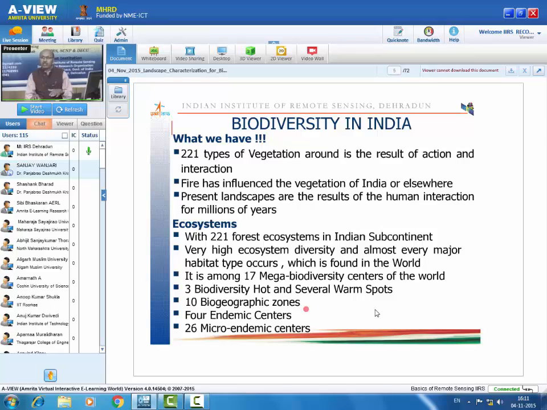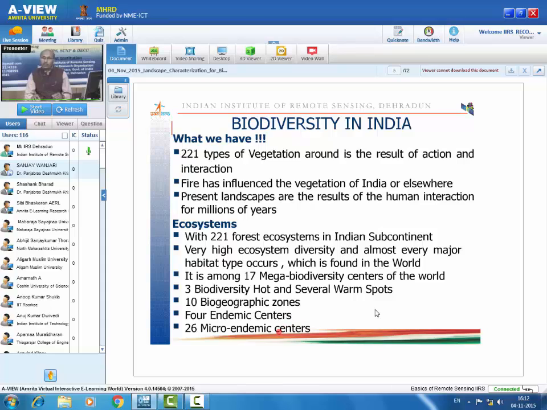It has 10 biogeographical zones, that our country is divided into. That means the biodiversity of each zone is different. So we have 10 zones. There are 4 endemic centers. That means, let's say, Eastern India, Western Himalayas, and the Eastern and Western Ghats. So even Andaman Nicobar Islands.